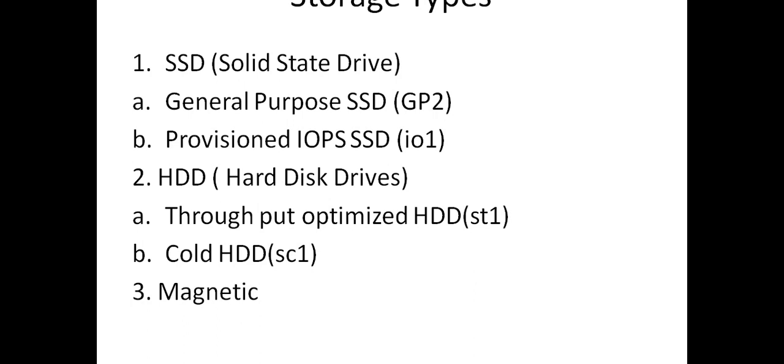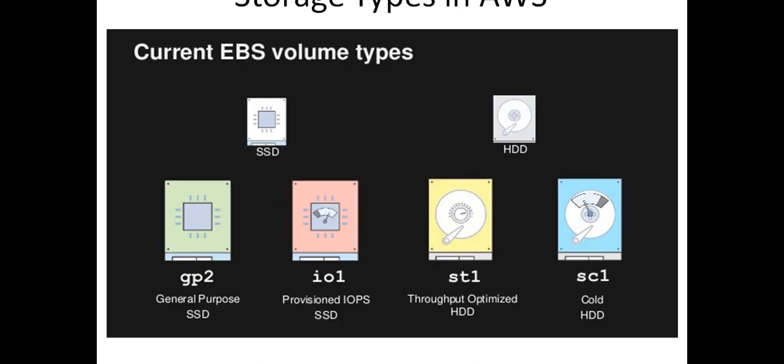Next is known as throughput optimized HDD. If you have a large amount of data but you need to access that data very frequently, in that case I need to go for throughput optimized HDD. Here you can get a throughput of up to 500 MB per second. And the third is known as magnetic, where you will not get anything, only the storage. You will not get any specific throughput or IOPS.